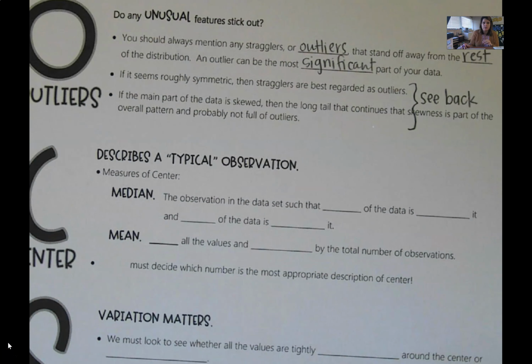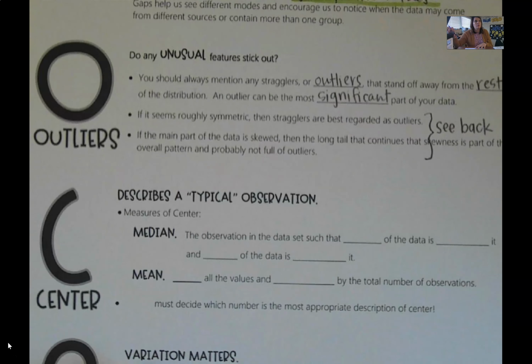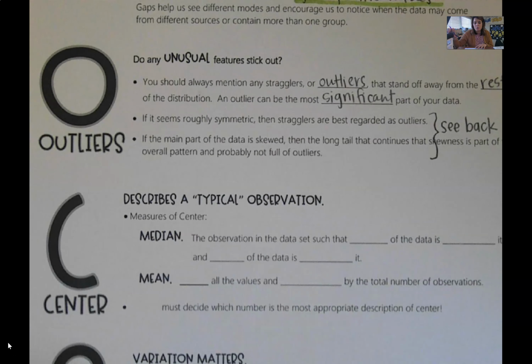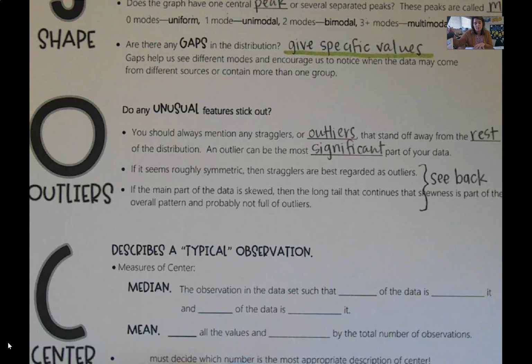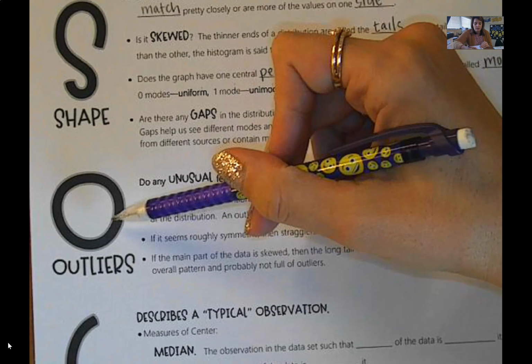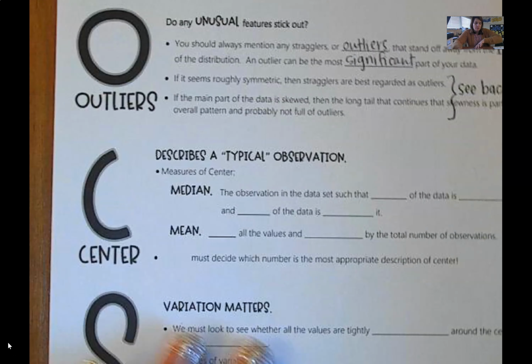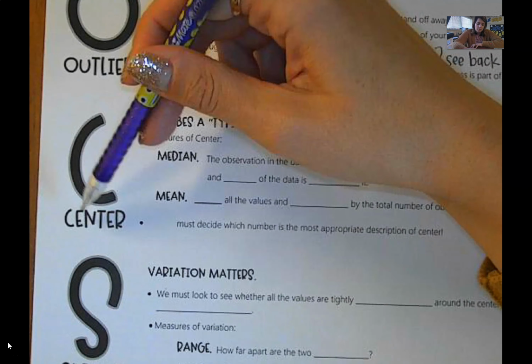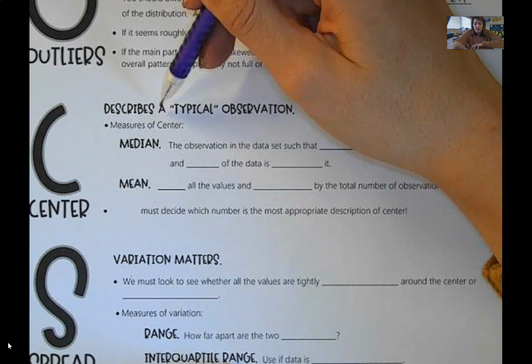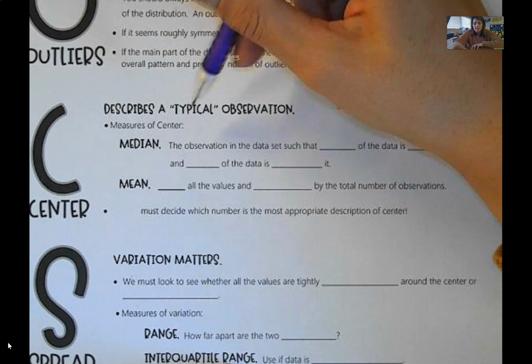Okay, next up on our card stock is center. So we're going through all of the things we have to describe when we're asked to talk about a distribution. We've talked about shape, we've talked about outliers. Now we're moving on to center. The reason why we're so interested in the center of the distribution is because it describes a typical observation.